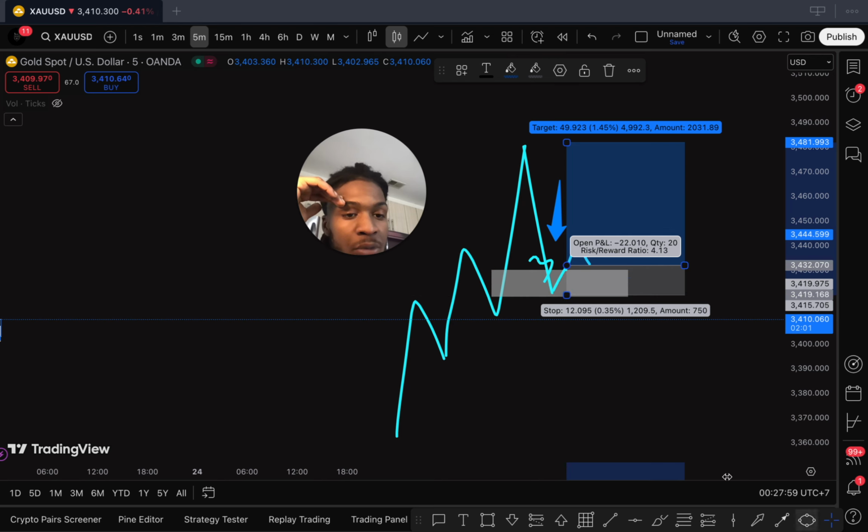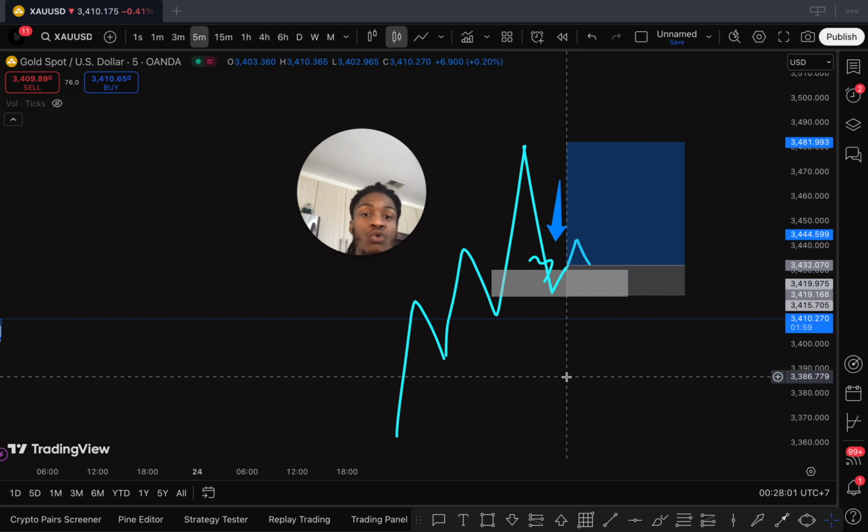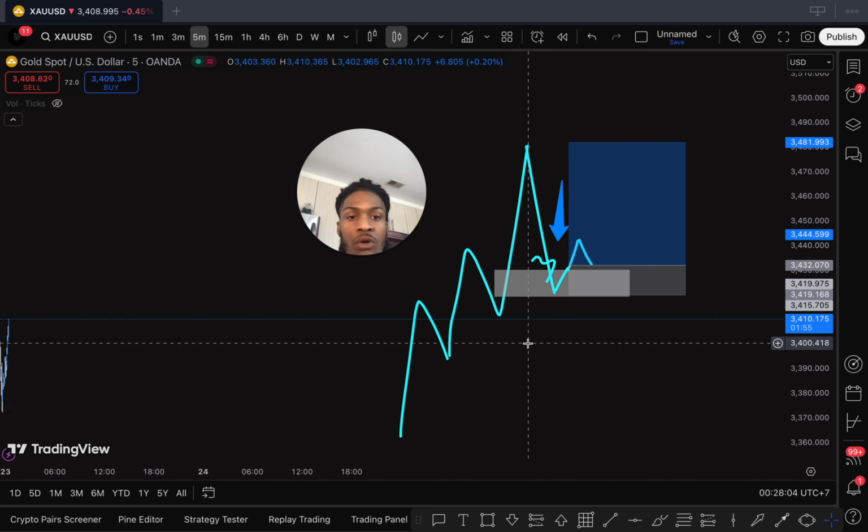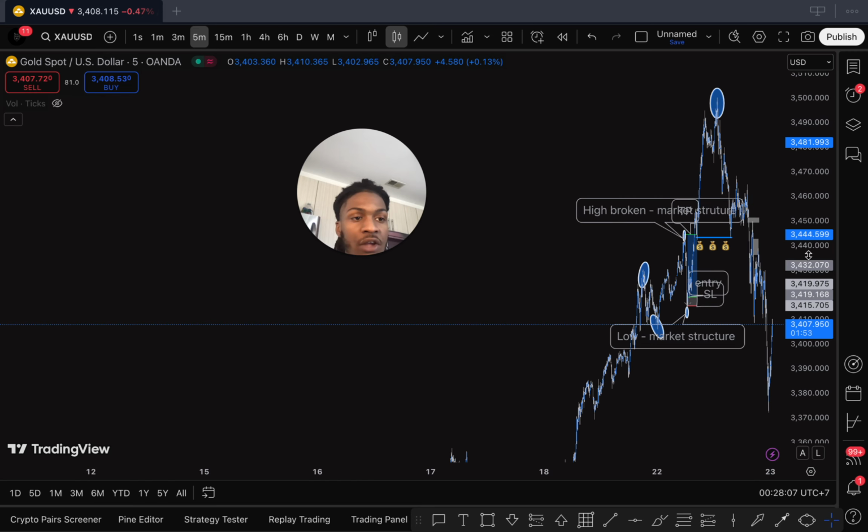You guys are free to use those time frames for yourself if they work for you. This is what works for me. And I want to go and actually show you the chart here. So yeah, we were in an uptrend on gold.